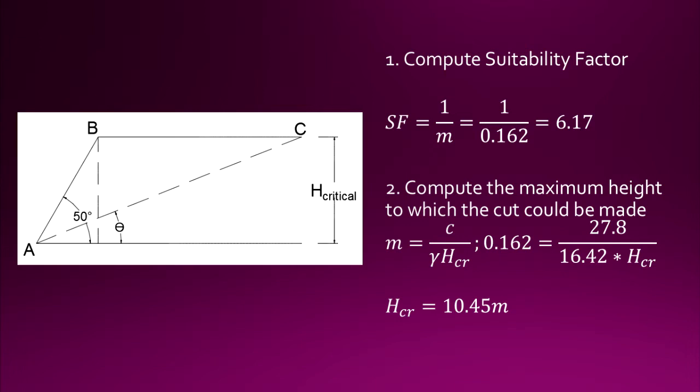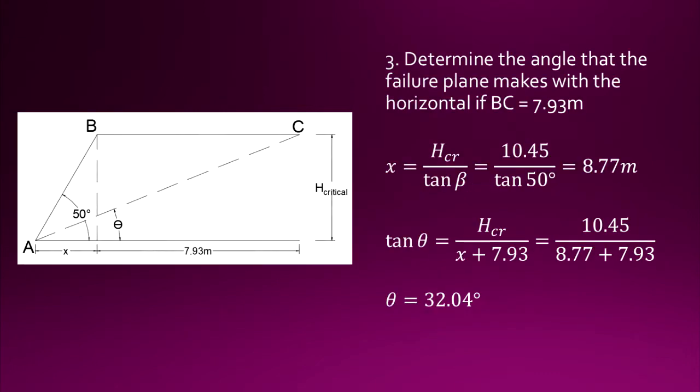Here we could just substitute the values, and we could get now the critical height as 10.45. For the next question, we are to determine the angle that the failure plane makes with the horizontal if we have BC as 7.93. Now we could just use trigonometry. The tangent of beta could be equal to the critical height over x. Then we could get the value of x.